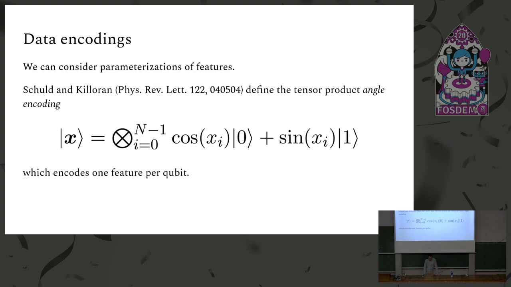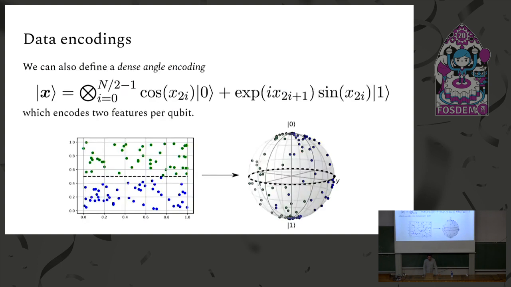One nice recent paper defines this tensor product encoding where they're taking cosine and sine of an input feature vector, and they're doing a tensor product encoding over all of the qubits. So here, if you had capital N features, you would encode them into capital N qubits. So it's one feature per qubit. And this is another type of encoding that can be used in a quantum machine learning model.